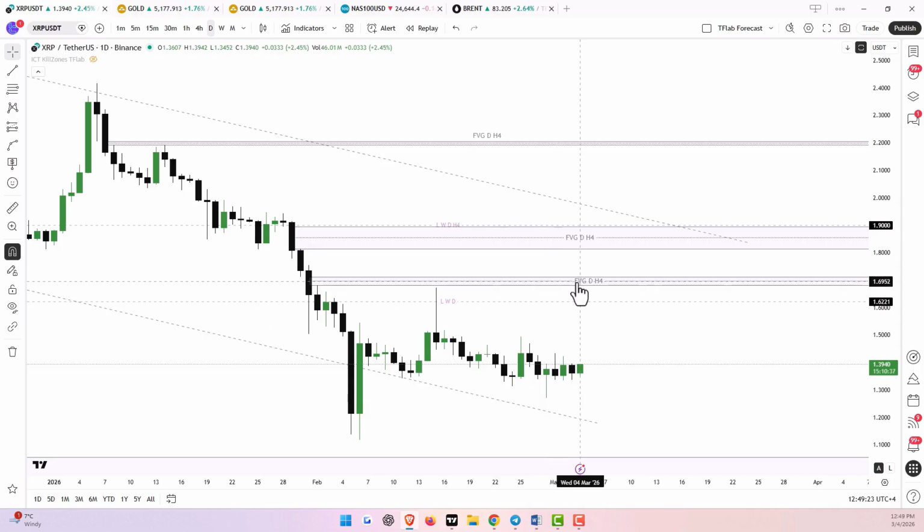Currently, the most critical daily FVG resistance is at 1.6252, and if the key support at the previous low is lost, we can expect further decline.